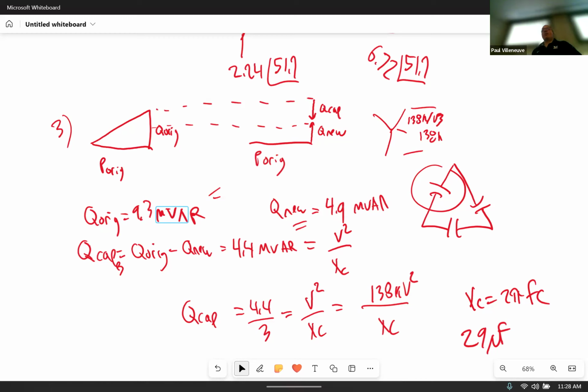I'm going to go to Home Depot and I'm going to say, I want a 138 kV 29 microfarad capacitor, but I don't want a capacitor. I want 3 capacitors. Can't do it with one. It's a single phase load. We talked about this in class, everything being balanced. So everything should be the same.